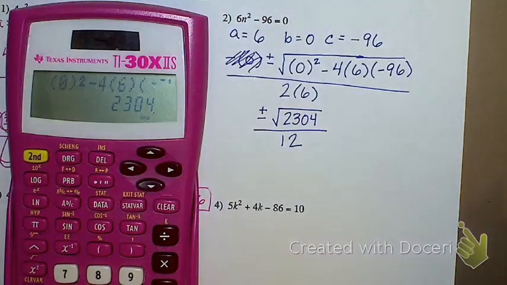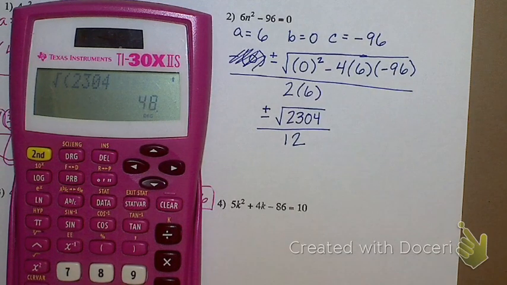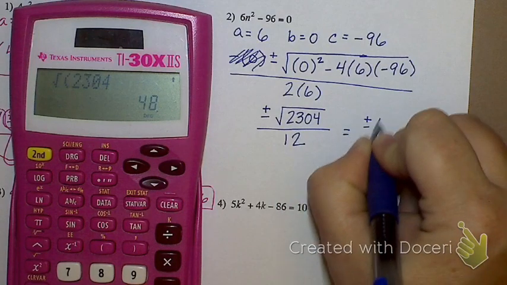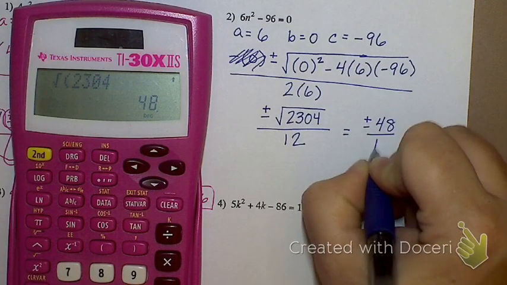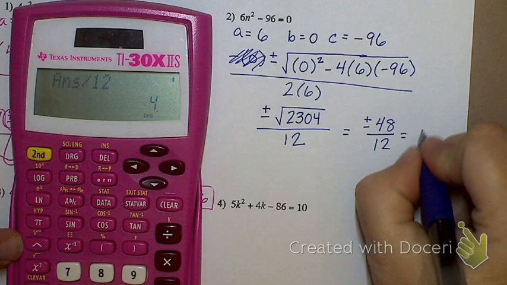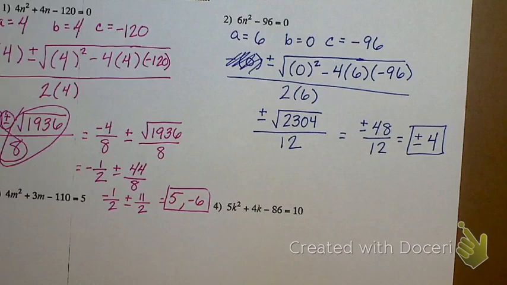Since I'm learning from my mistakes, and last time I realized after drawing that humongous tree that it was a nice square root, I'm going to start off checking to see, is it a nice one? It is. Plus or minus 48 over 12. What is 48 over 12? 4? Wow. So my answer is just plus or minus 4.